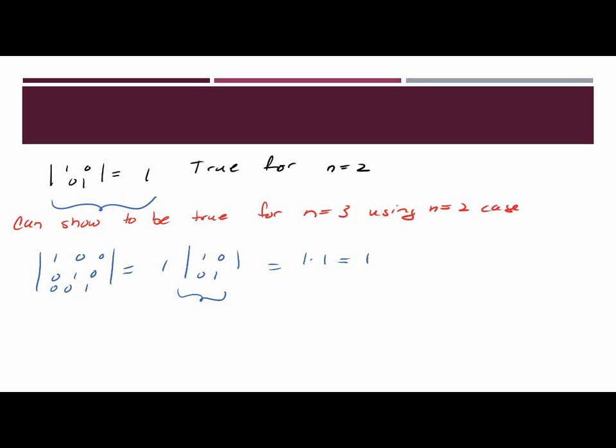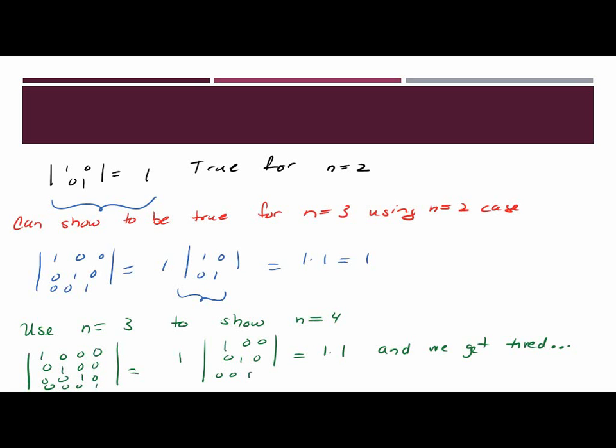Because I just take the answer I got for n equals 2 and plug it in here. Then I could do the same thing for n equals 4. I know the answer for n equals 3, so I can take this 4 by 4 matrix and break it down, and I get 1 times a 3 by 3 matrix, but I just did that, so I can plug that answer in, and I get the answer for n equals 4.